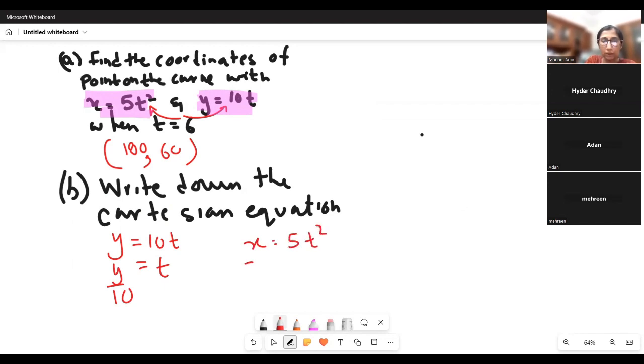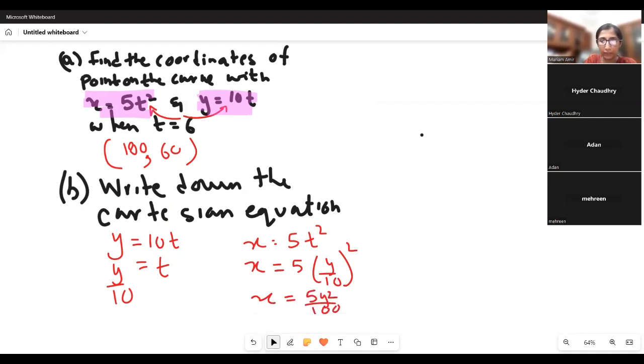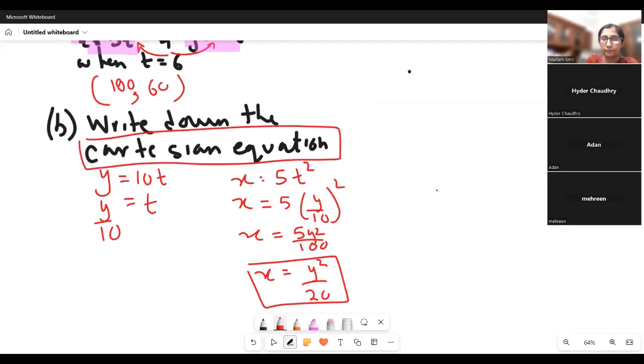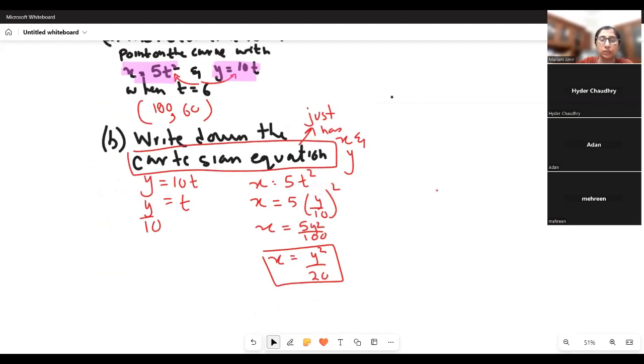5t squared now becomes x equals 5 times y upon 10 whole squared. So that gives us x equals 5y squared upon 100. So that's 20 in the denominator. X equals y squared upon 20. That's the Cartesian equation that just has x and y. A Cartesian equation just has x and y. There shouldn't be the third parameter, which was t in this case.